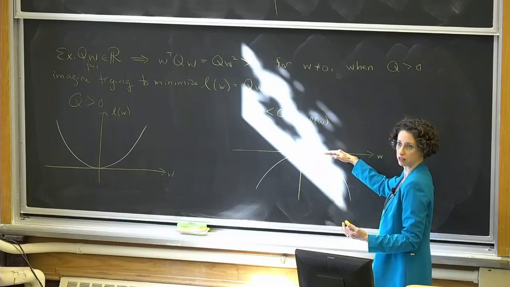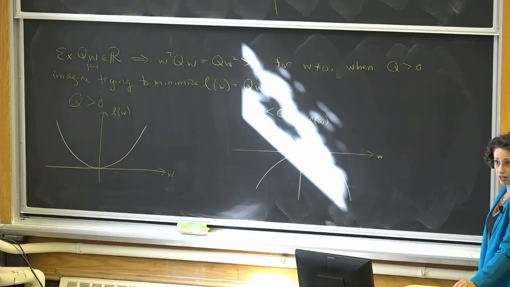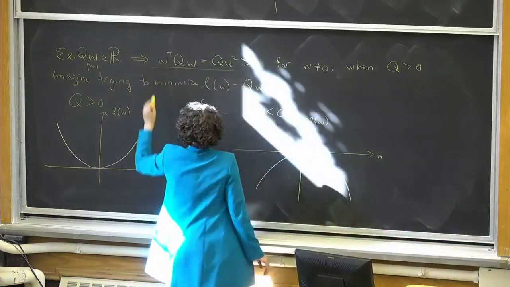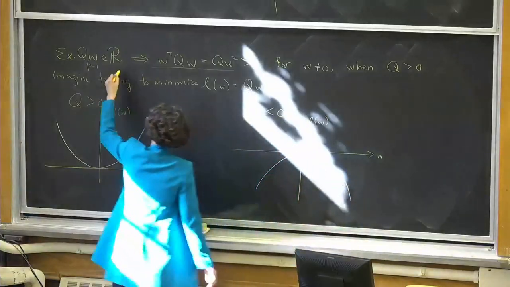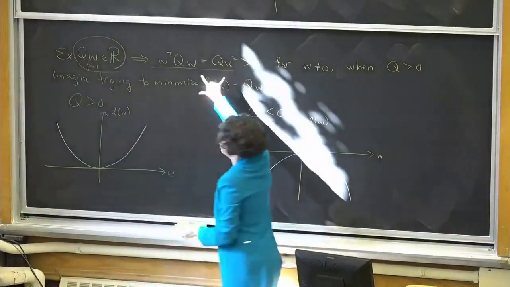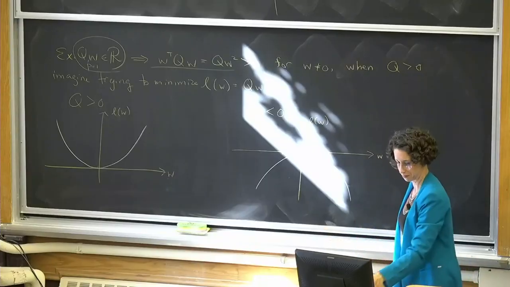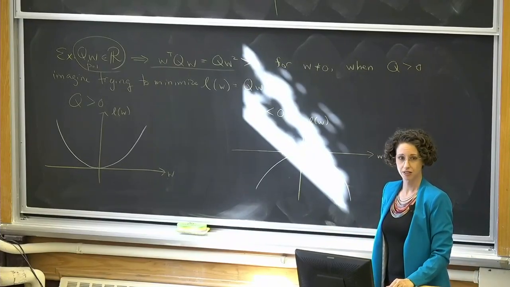Yes? Are we allowed to say W transpose QW equals QW squared? Because I thought in general, you cannot. In general, this would not be true. But when we're in P equals 1, when everything is a scalar, then these two things are equivalent, and only then. Otherwise, we can't do it. Right. Any other questions?